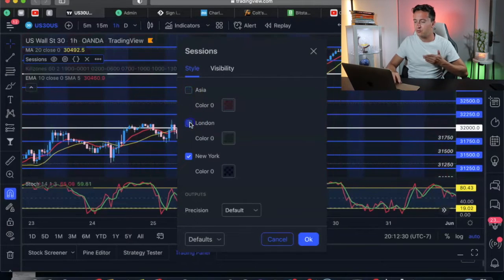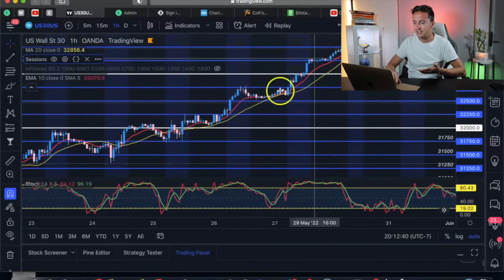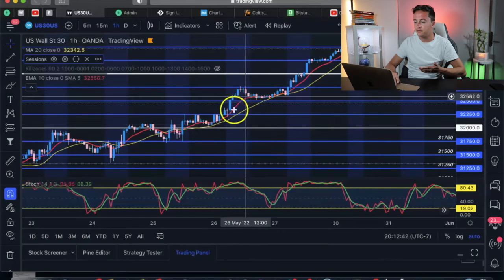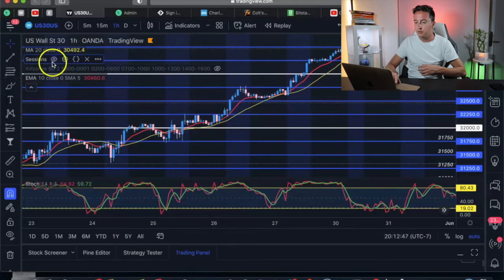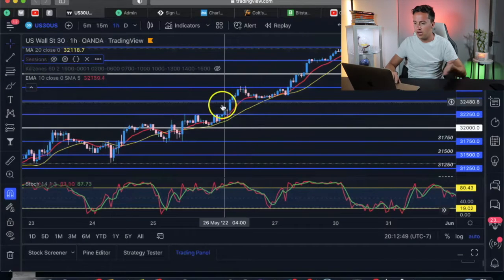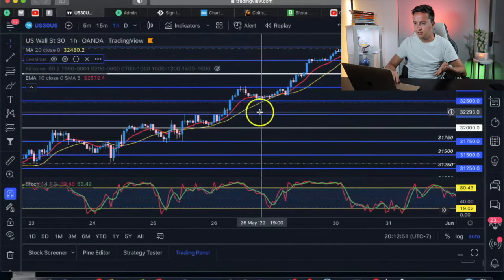With me, I really only trade the New York session. So I just like seeing the New York session when it's opening up and when I actually need to get ready to start trading. Also for the backtesting aspect, it's nice because if I'm scrolling through the chart, look right here, this is the New York session. But if I freeze this, how do we know where the New York session is?